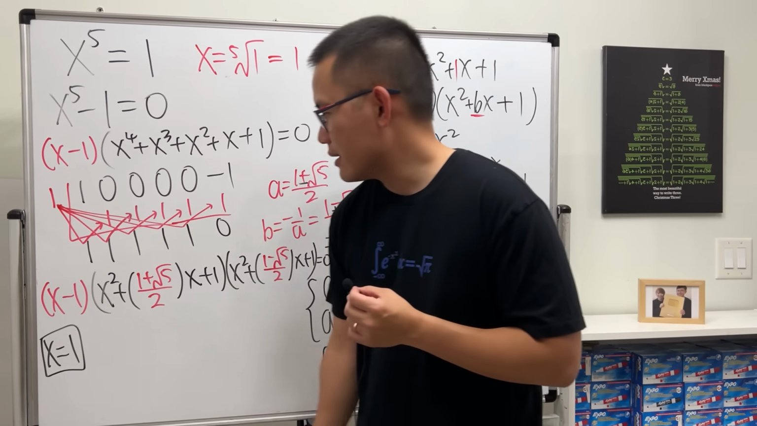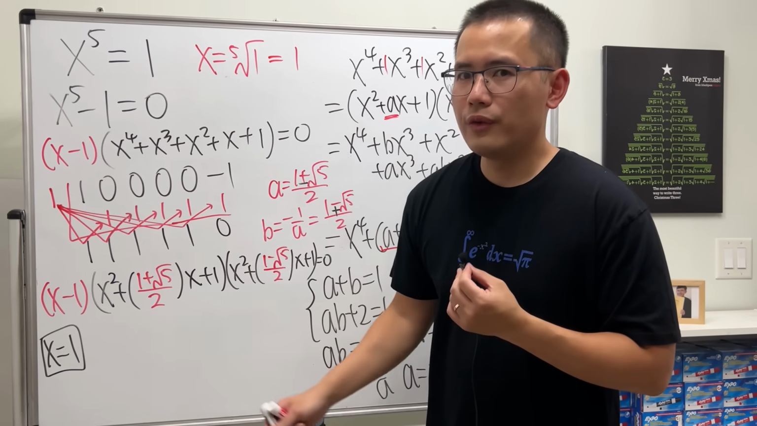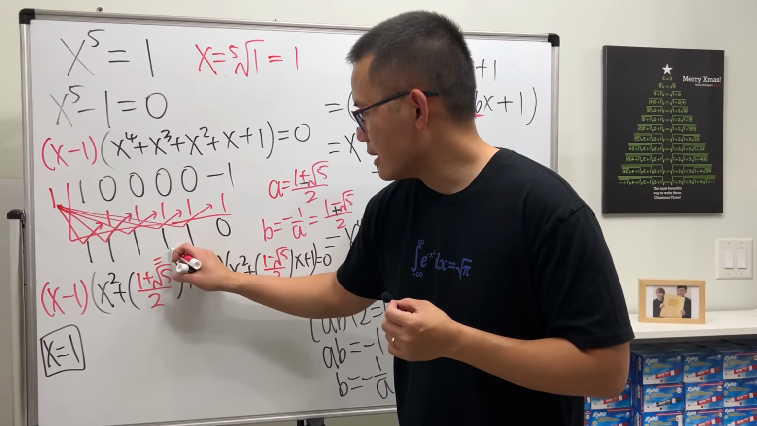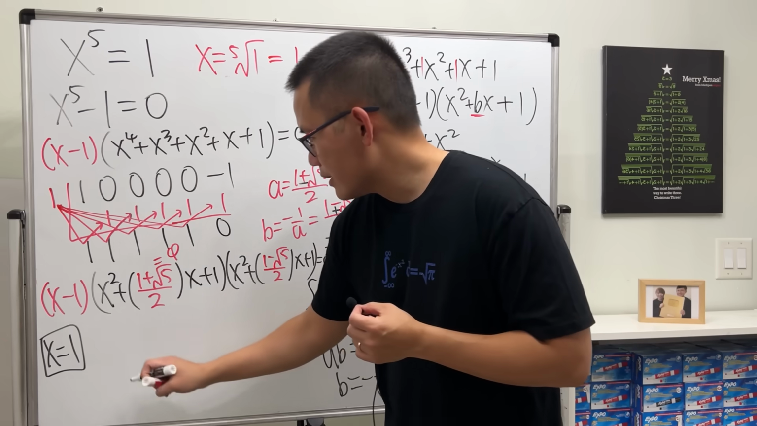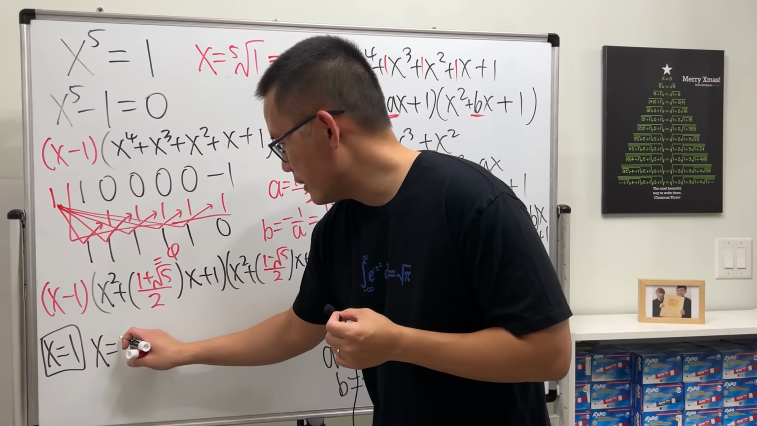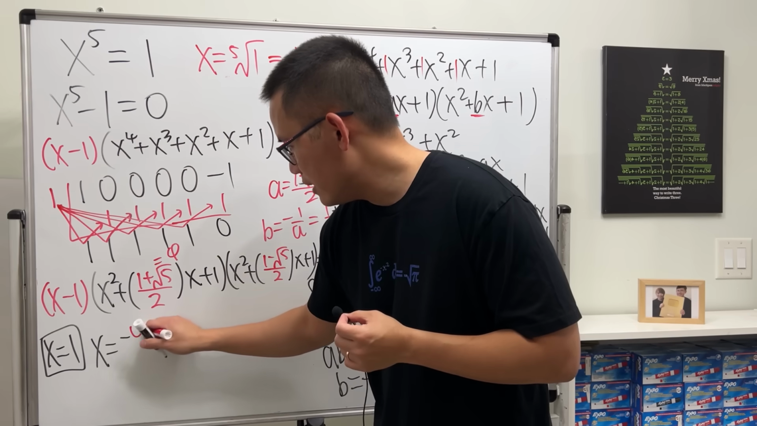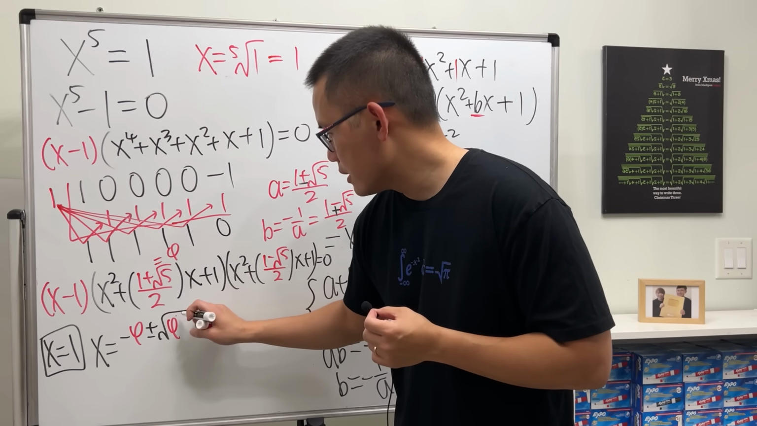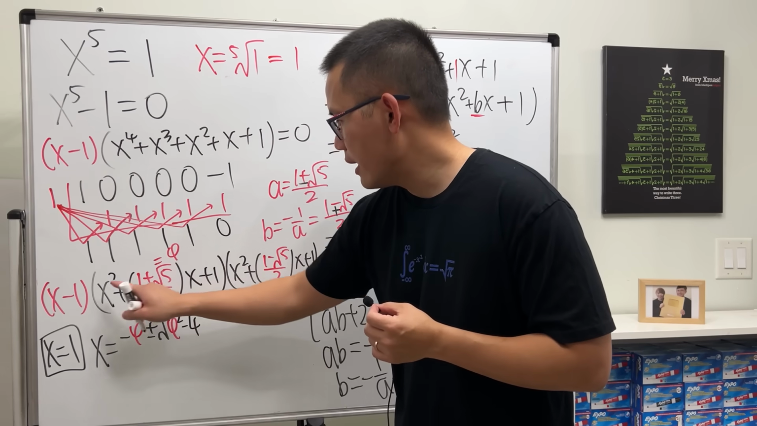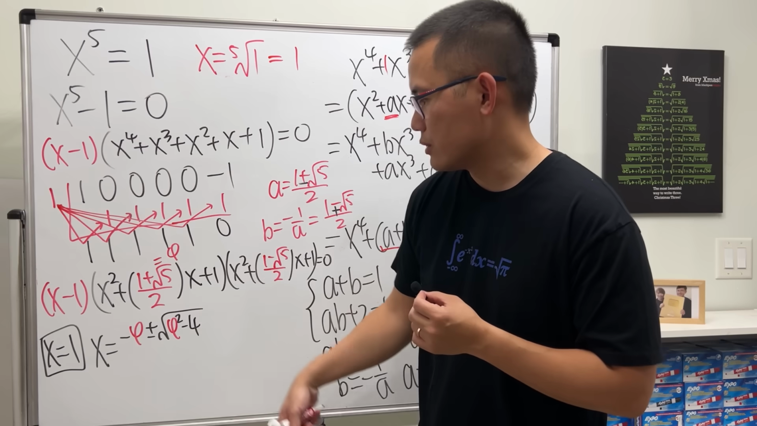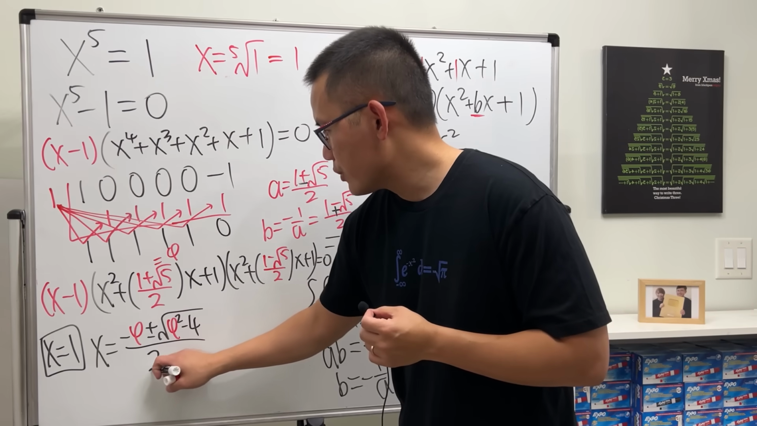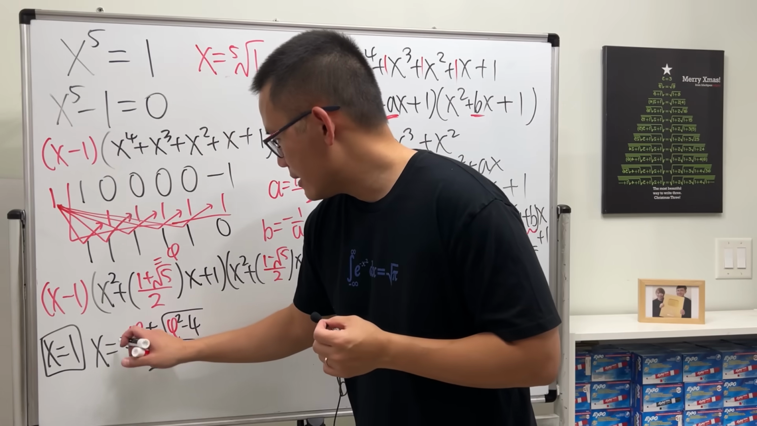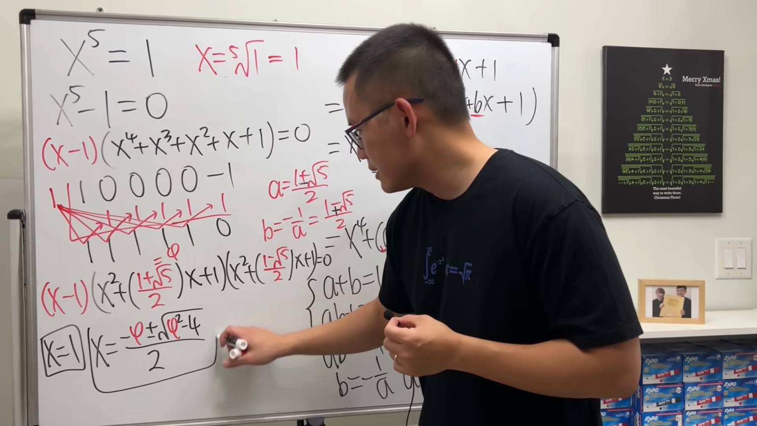That's the first answer. Set this equal to 0, and of course we will have to use the quadratic formula for it. I am just going to write this as phi for the golden ratio. So we will get x equals negative b, which is phi, plus or minus square root of phi squared minus 4ac, which is just 1 times 1, which is just minus 4 like this, all over 2 times 1. Okay? And then that will be the next two answers.